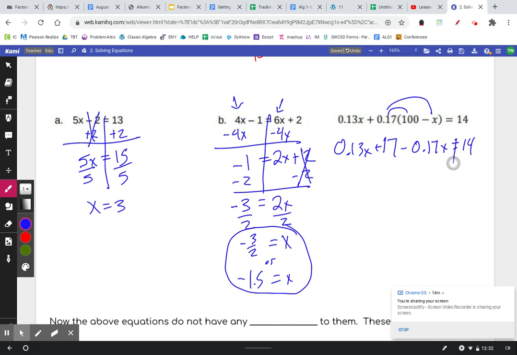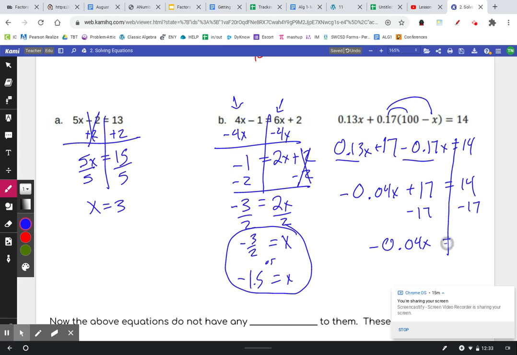So do I have any like terms to combine? I do. I have x's here and here. Some are positive, some are negative. I'm going to take 0.13 and I'm going to add it to -0.17. And that looks like it's going to leave me with -0.04x. I have this constant of 17 right here that I'm going to leave. Constant of 17 equals 14 on the right. Okay, so now let's get rid of the 17 by subtracting. I get -0.04x equals, well, 14 minus 17. These are gone because 17 minus 17 is 0. 14 minus 17 is negative 3.